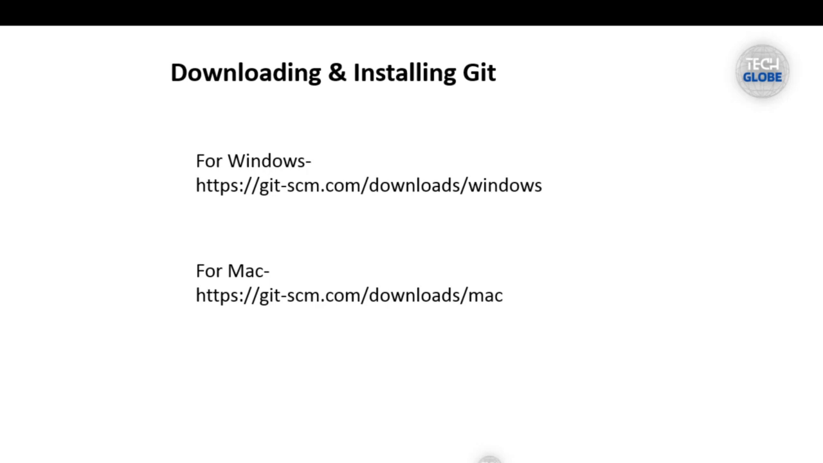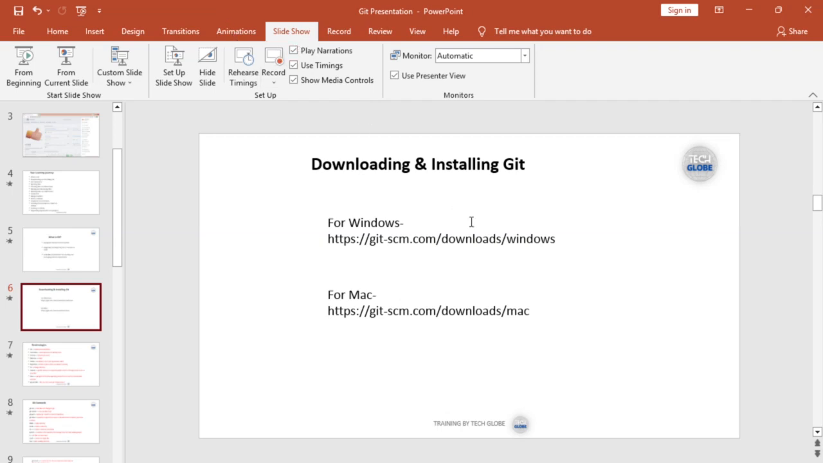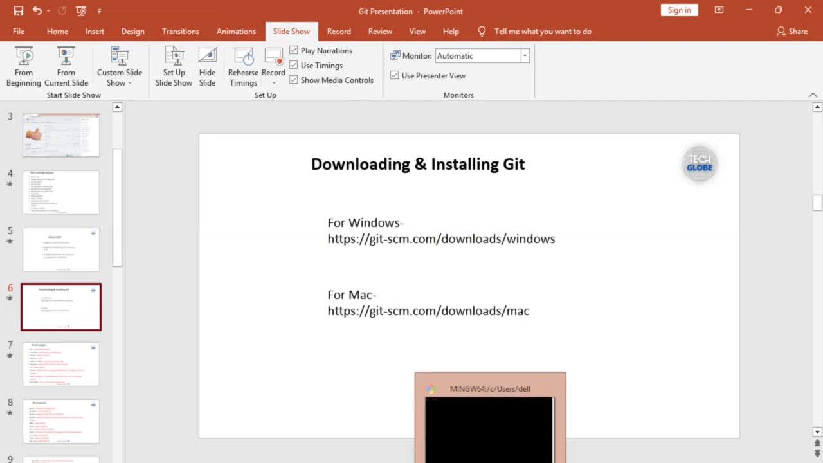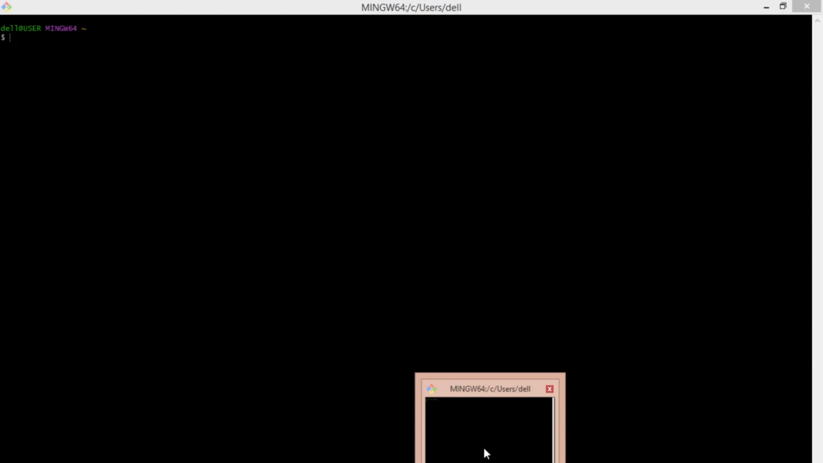I have a full tutorial on how you download and install Git on your system. I'll link it in the description of this video. You can go through that tutorial and it's going to show you how to download Git. Then once you have that, you can come back, and once you've downloaded it, it's going to look like this.